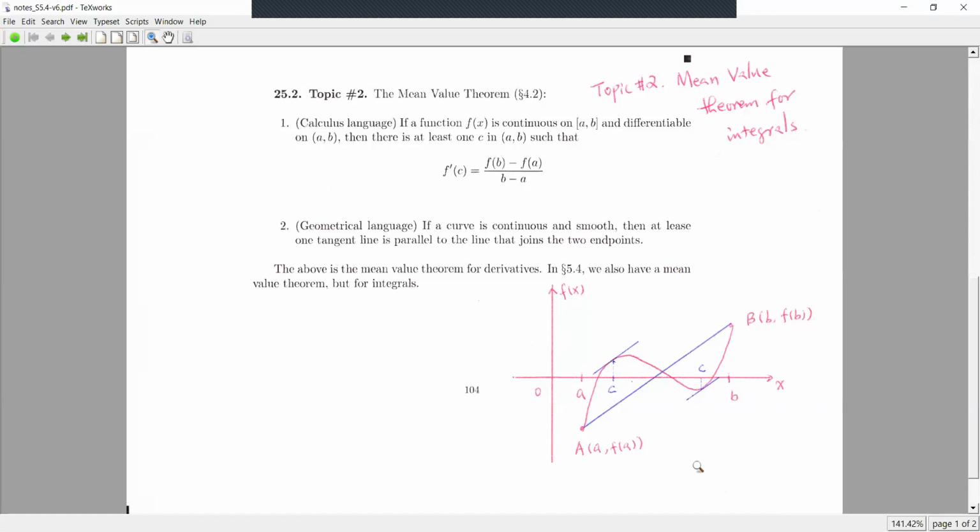In this diagram, the line that joins the two endpoints of the curve is this blue line. The theorem guarantees at least one tangent line is parallel to the blue line. Actually, in this diagram, we have two tangent lines that are parallel to the blue line. This is the mean value theorem for derivative in section 4.2. Now, mean value theorem for integrals in this section 5.4.